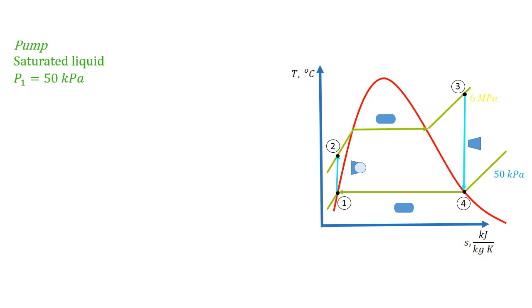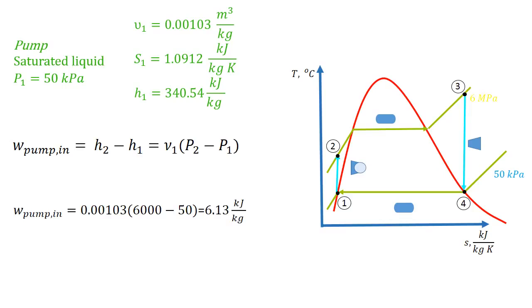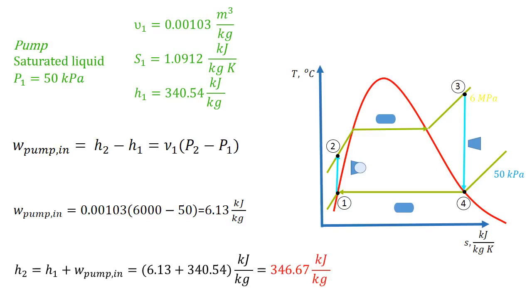Using the table of saturated water, the values of specific volume, entropy, and enthalpy are the following. Now, let's find the work done in the pump using the following formula. Using the specific volume and pressure 1 and pressure 2, the work done in the pump is 6.13 kilojoules per kilogram. The enthalpy in stage 2 is the following: 346.67 kilojoules per kilogram.